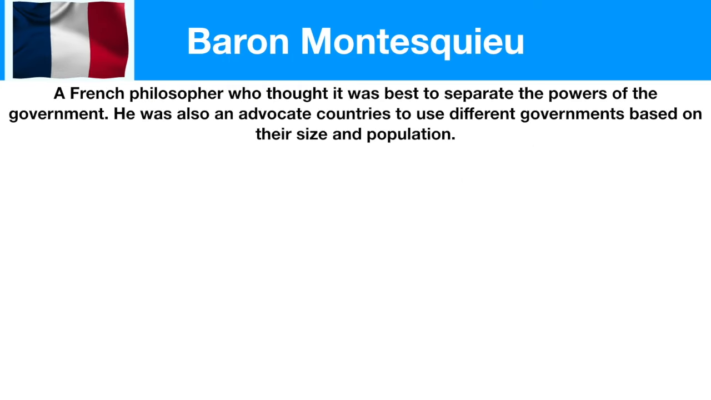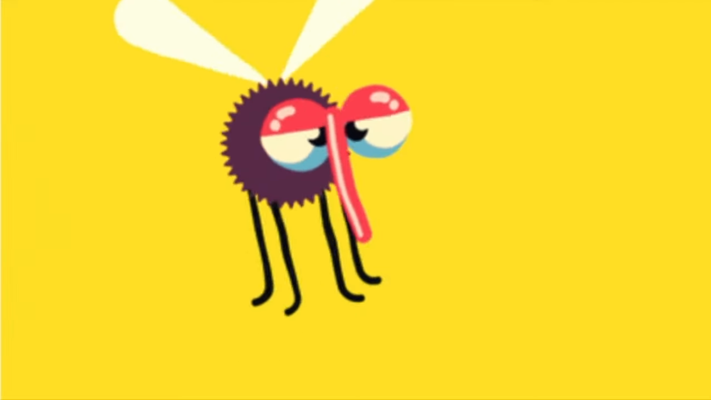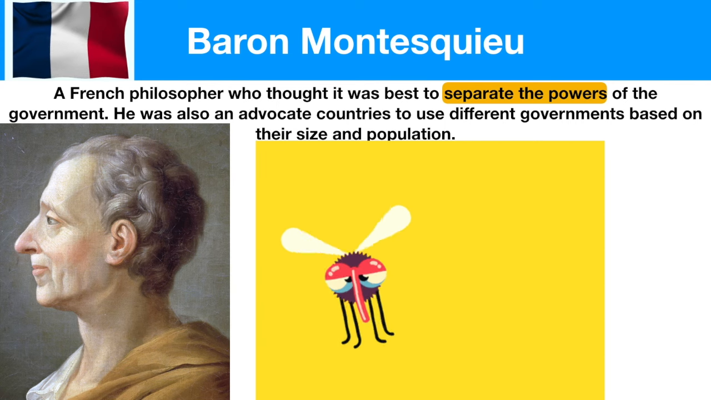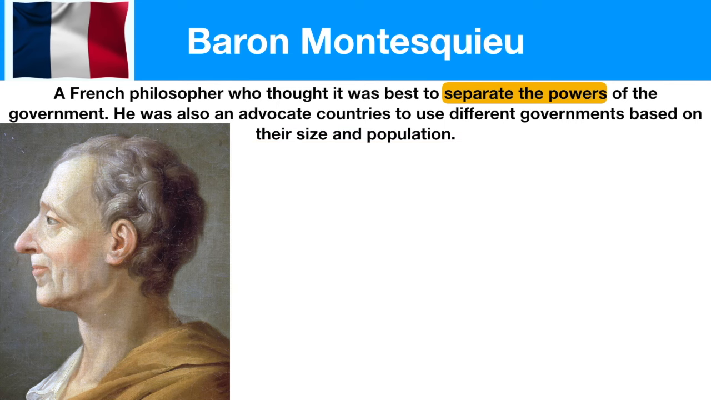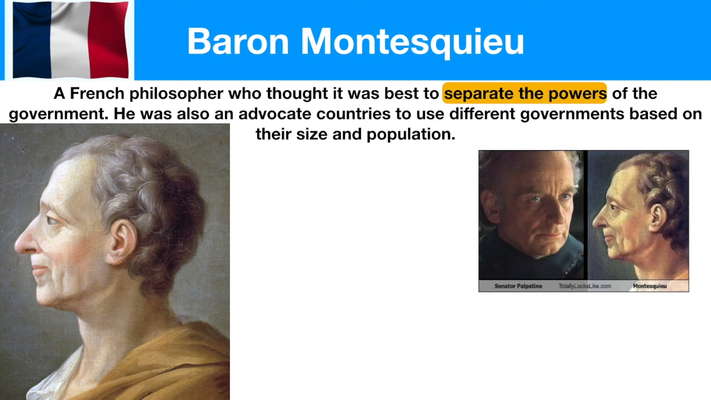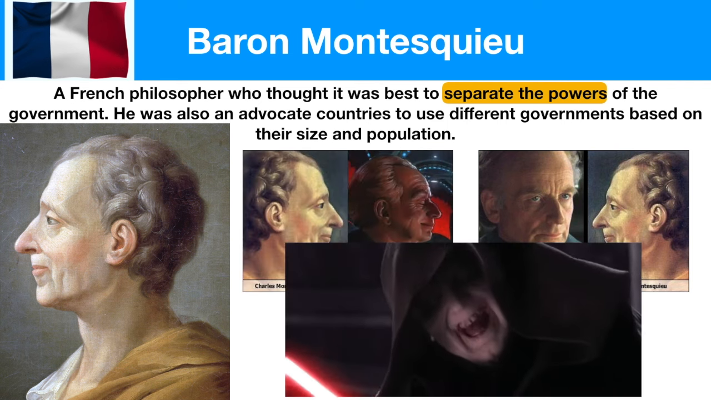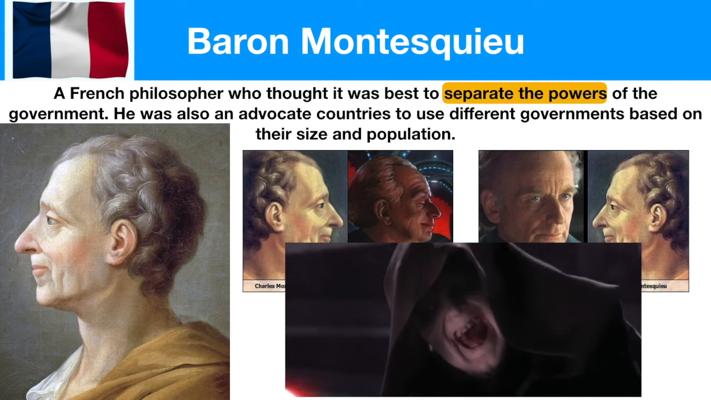And now we're going to get to a new thinker. This was Baron Montesquieu, and he was from France. He was a philosopher who, thankfully for you, only has one idea we need to know, and that was separating powers of the government. Now, Baron Montesquieu, and the first thing my students say is he kind of looks like that senator from Star Wars, and he really does. If you're not familiar, this is like the super evil bad guy in all six movies. But anyways, he's more like Batman.